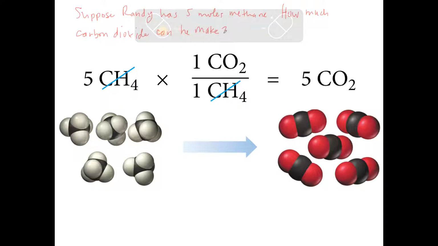Now again, I will admit that this is a bit absurd. Why would Randy have 5 moles of methane? What kind of a scenario would that be? So I'm going for the most simple possible question that I could make up with something like this. And you should do it. It's going to help you appreciate what's going on.